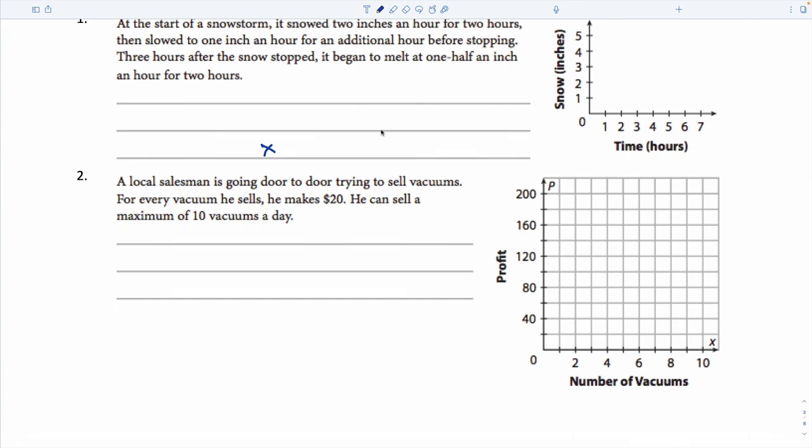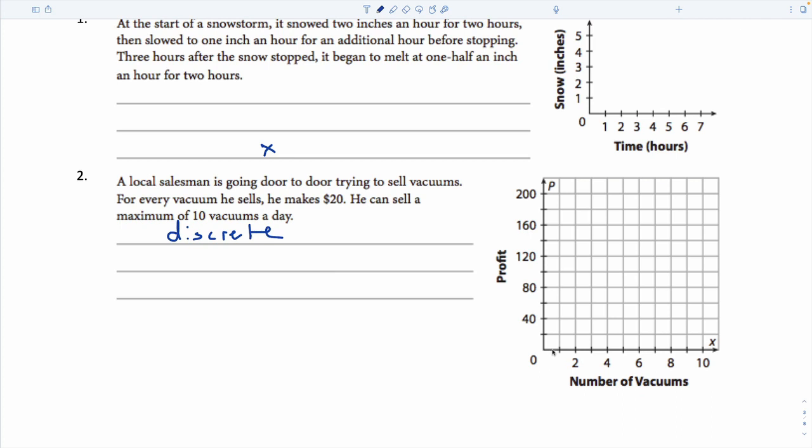A salesman's going door to door to sell vacuums. He makes 20 bucks. What type of graph is this? Continuous or discrete? Kylie. It should be discrete because you cannot sell half of a vacuum. If you get a scenario, just kind of use the half test. If you can buy half a vacuum, they'll tell you. Otherwise, just assume you cannot.